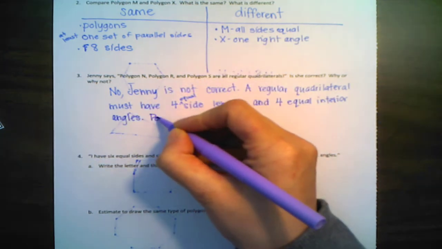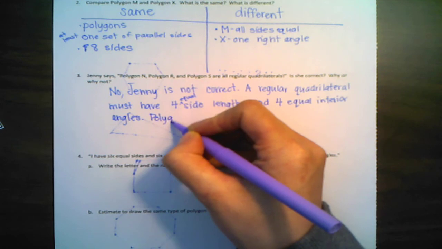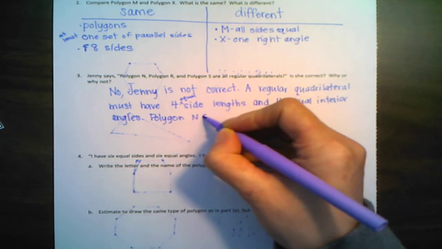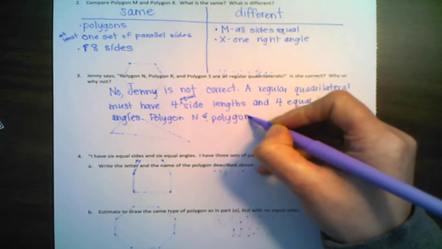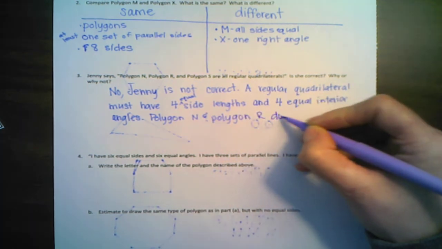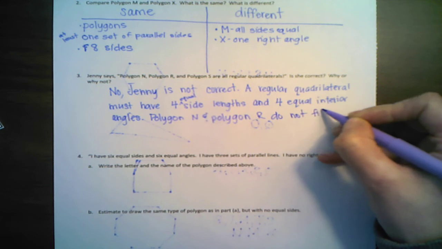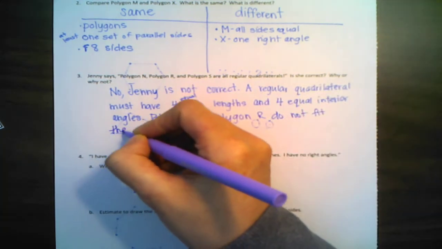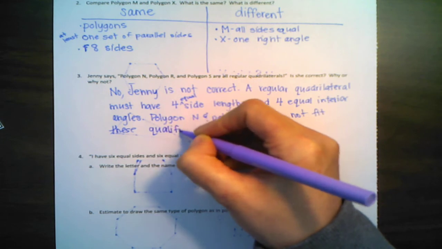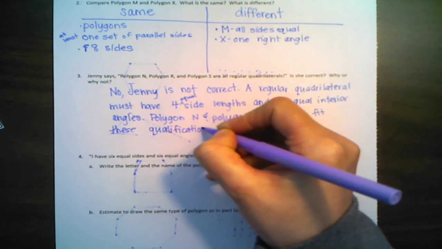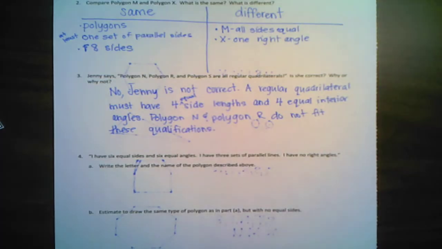I'm going to write polygon N and polygon R do not fit these qualifications. There we go. All right, let's read number 4 together.